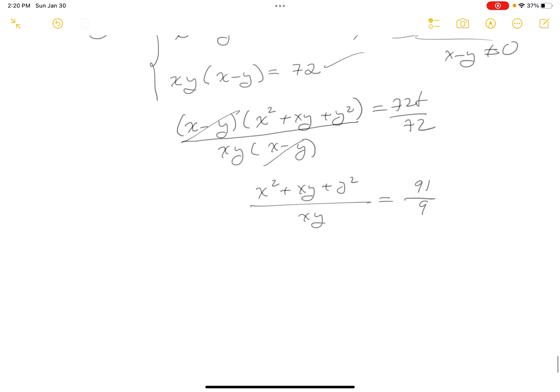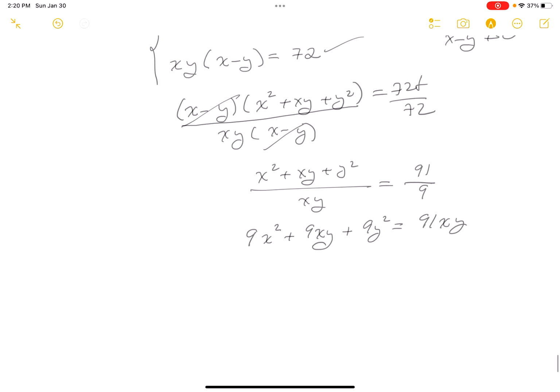And now I'm going to clear the fraction. And I'm hoping for something nice. If something nice doesn't happen, I got troubles. So you got 9x squared plus 9xy plus 9y squared equals 91xy.